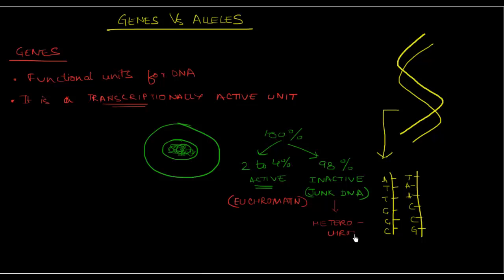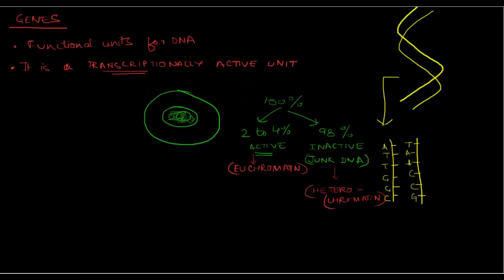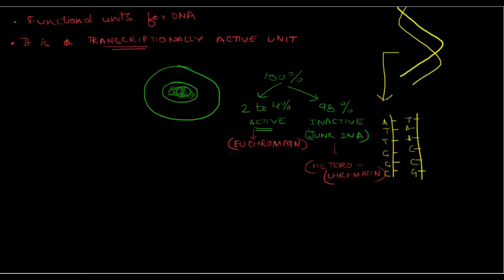Okay, so heterochromatin. The active portion of the DNA is euchromatin, and the inactive portion of the DNA, or the junk DNA, is heterochromatin. Going back to our definition of the gene, I just mentioned a gene is a functional unit. It's a transcriptionally active unit present on the DNA. Since this is active, it is definitely a component of the euchromatin.